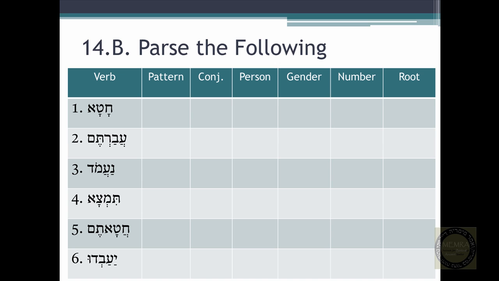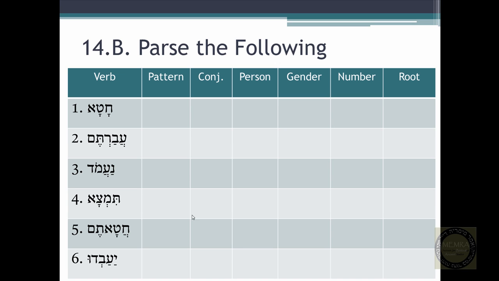Again, going by the rule of thumb that I gave you, when you see a verb form, the first thing you should ask yourself is, does it have a prefix? If it does, then it's part of the prefixed conjugation, the imperfect conjugation. If it does not, then it's part of the suffixed conjugation, the perfect. And of course, the stem or pattern that we've learned to this point is the qal.